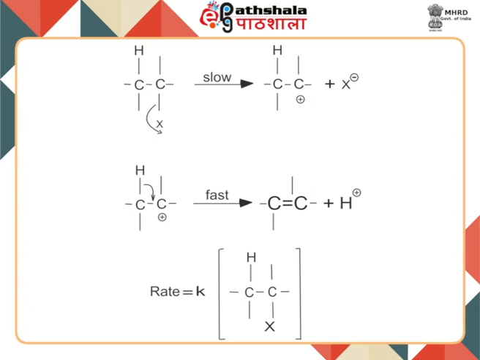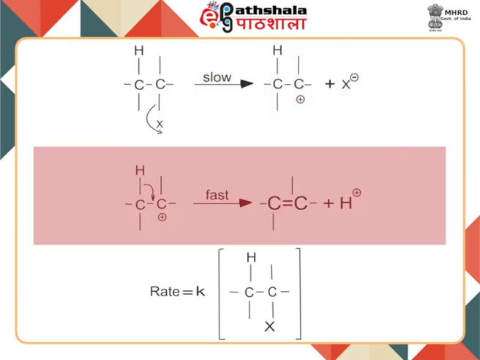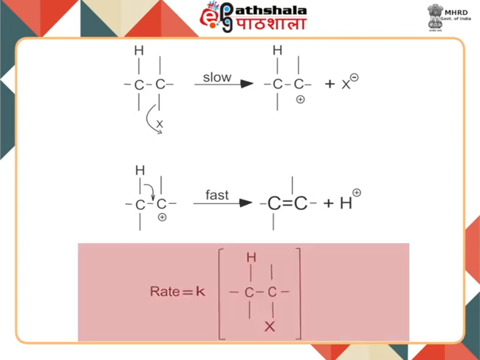You can see the two steps in these equations here. The first step is slow, where X minus is lost and you get the carbocation, and in the second step the beta hydrogen is removed and you get the formation of the alkene, and this is the fast step. Out of these two steps, step 1 is slow and step 2 is fast, and obviously the rate determining step is the slowest step, that is the first step, and that is why the rate is given by k times the concentration of the substrate.